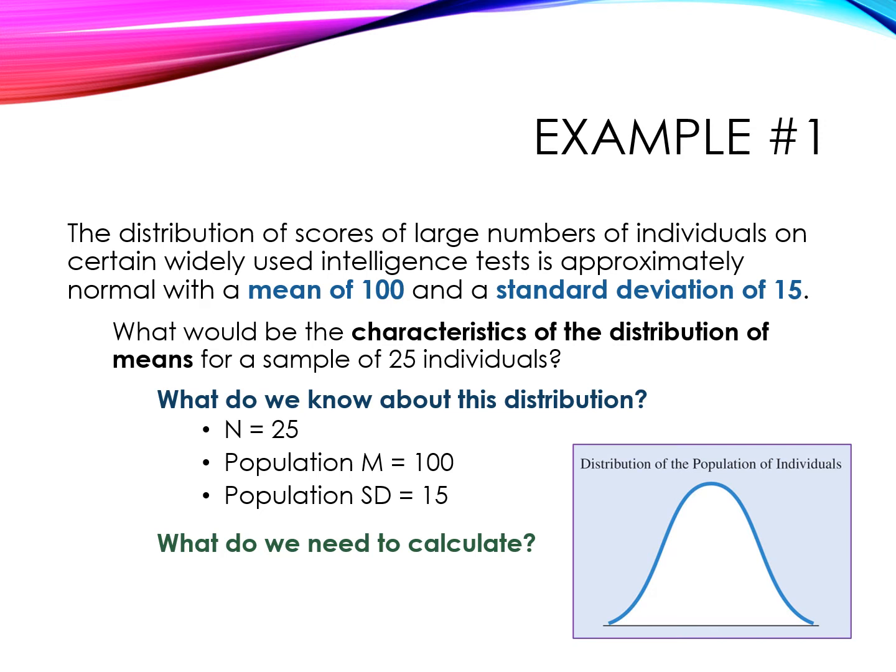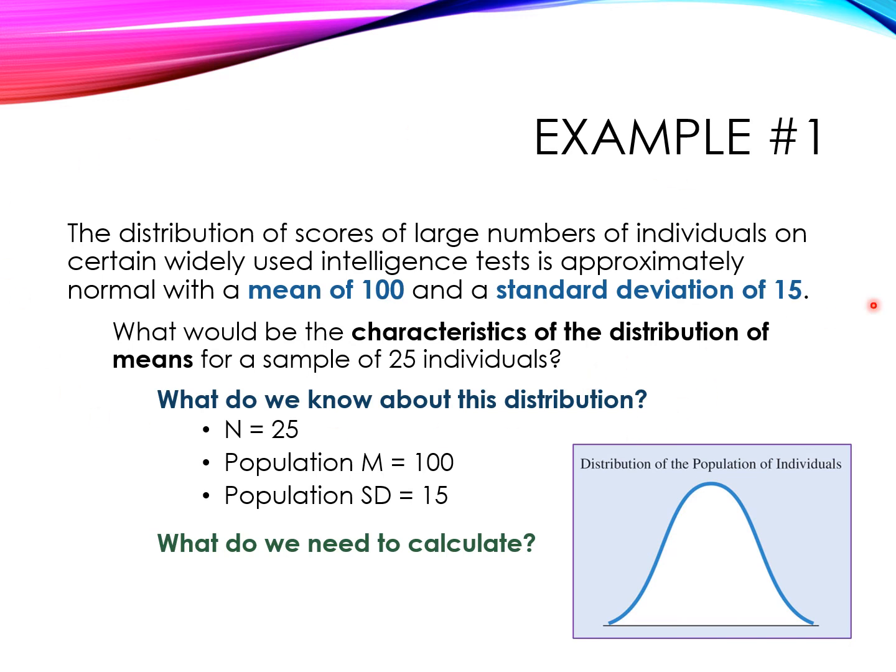Here we have a sample situation. I'm just going to give you an example. We have a distribution of scores of large numbers of individuals on certain widely used intelligence tests. The distribution of scores is approximately normal with a mean of 100 and a standard deviation of 15. What would be the characteristics of the distribution of means for a sample of 25 individuals?